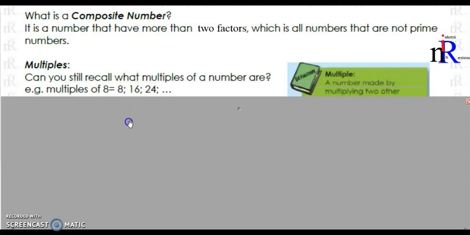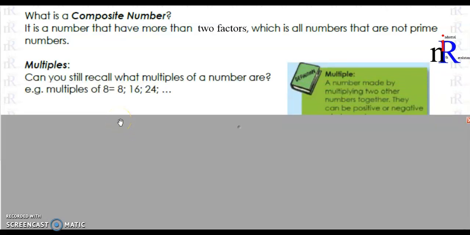Let's look at, again, multiples. What are multiples? Multiples are when I multiply a number a number of times. For example, 8, 16, 24 are all multiples of 8, where I multiplied 8 with 1, 8 with 2, 8 with 3.